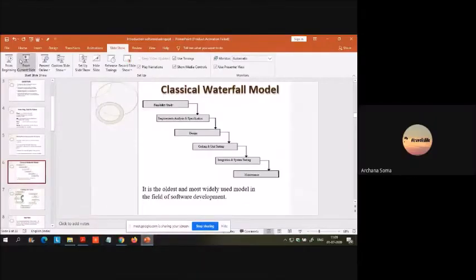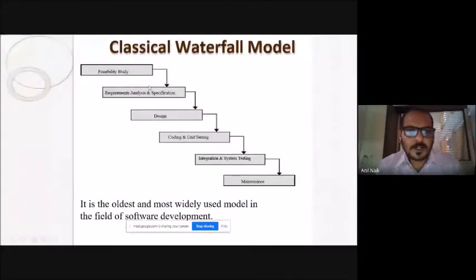Yes, yes, sir. Okay. So the feasibility study, requirement analysis, specification, designing, coding and unit testing, integration and system testing, and maintenance. So this is the waterfall model.